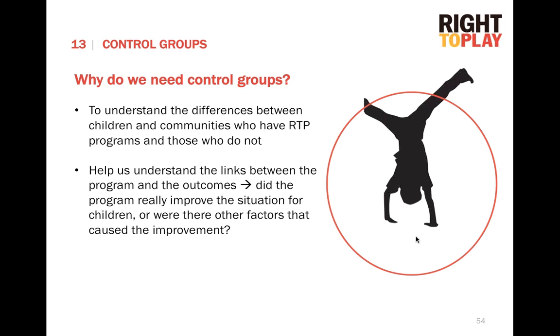So the last section of our webinar is about control groups. So why do we need control groups? Well, quite simply because we need to understand the differences between children and communities who have participated in Right to Play programs and those children and communities who have not participated. It helps us to understand the links between the program and the outcomes, and to really get at the question of whether or not the program really improved the situation for the children, or if improvements were the result of other factors.